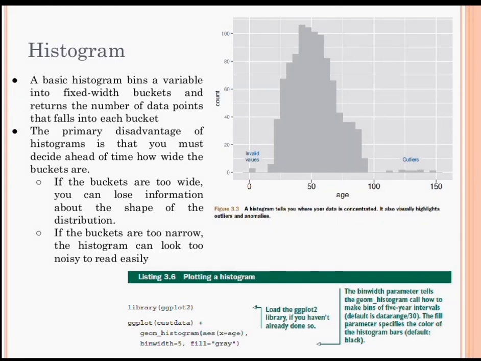A basic histogram bins a variable into fixed size buckets and returns the number of data points that falls into each bucket. The primary disadvantage of histograms is that you must decide ahead of time how wide the buckets are. If the buckets are too wide, you can lose information about the shape of the distribution. If the buckets are too narrow, the histogram can look too noisy to read easily.